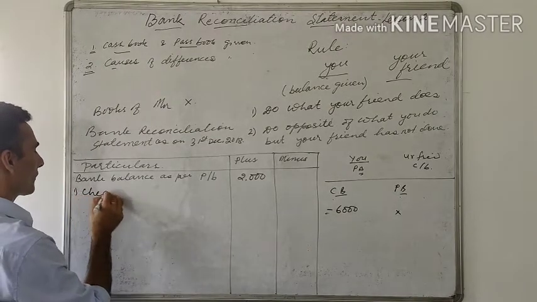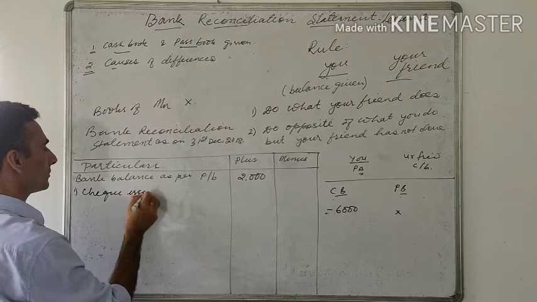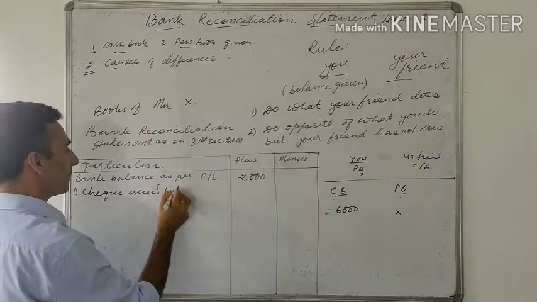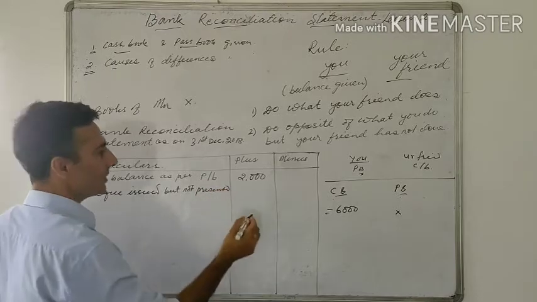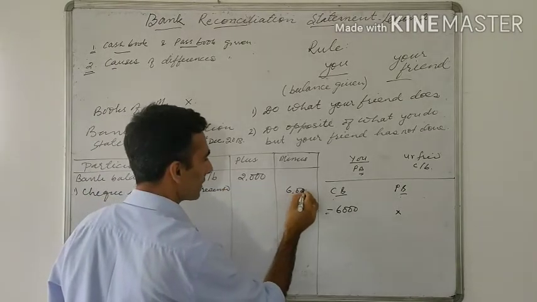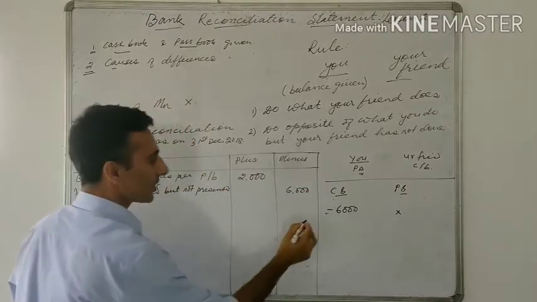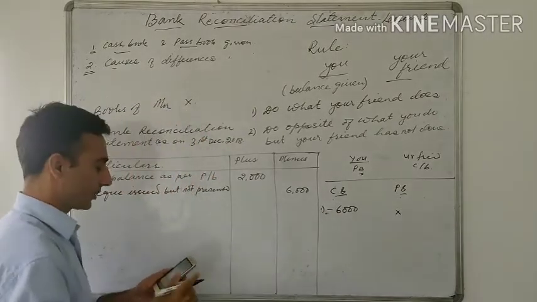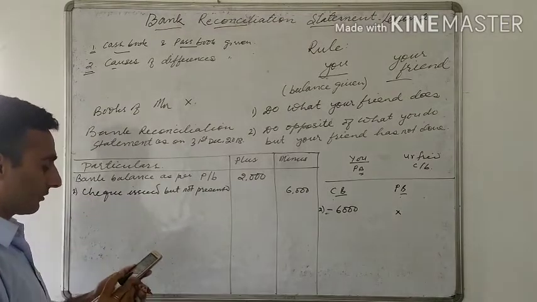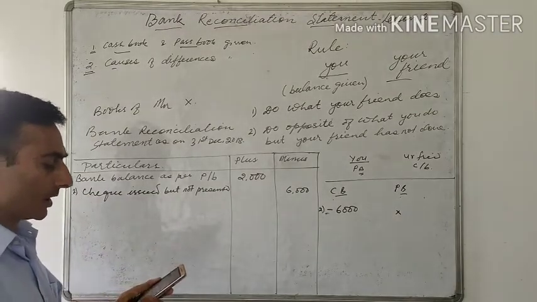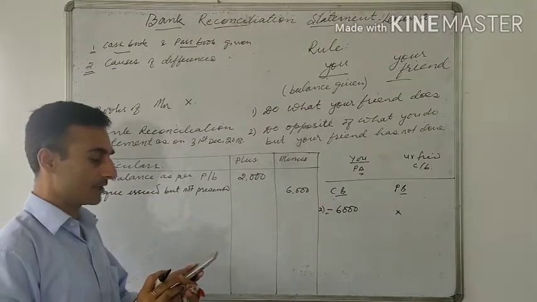Check issued but not presented. What you have to do? Subtract. So I subtracted in the minus column. This is number 1, or this is number 2. So number 3: check paid into bank but not collected by the bank, 18,000.